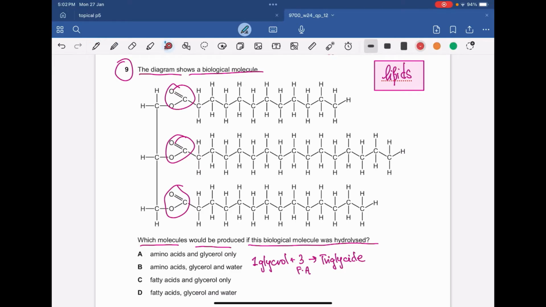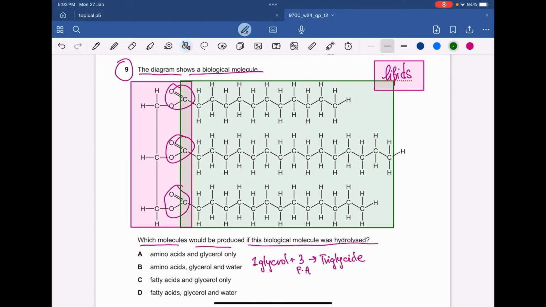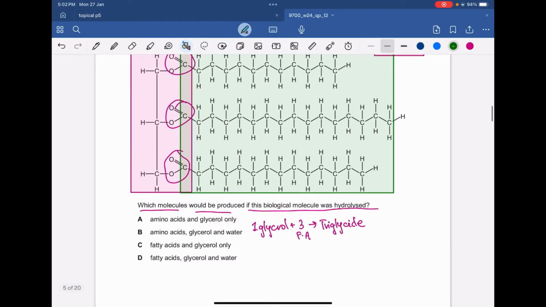This over here is the glycerol. This over here is the molecule of glycerol, and these over here are the 3 fatty acid molecules which combine together to give the triglyceride. So basically on hydrolysis we will get fatty acids and glycerol only. So hence the answer over here would be option C, fatty acids and glycerol only.